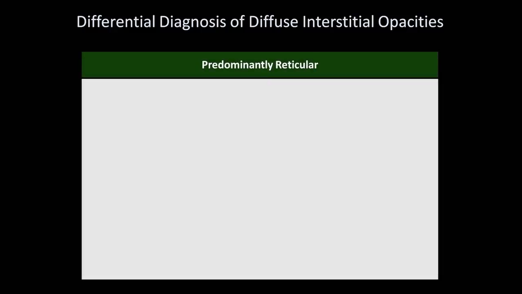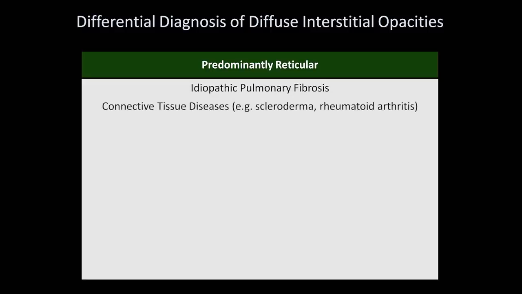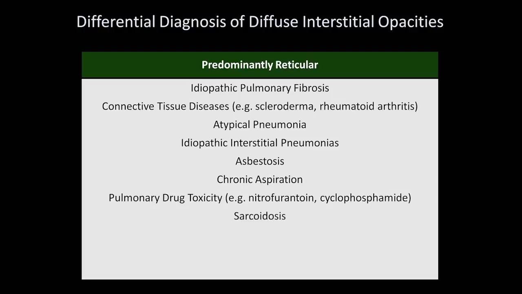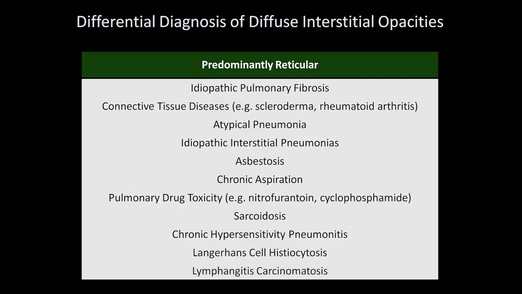Those diseases which cause a predominantly reticular pattern of diffuse opacities include idiopathic pulmonary fibrosis, connective tissue disease, atypical pneumonia such as that caused by mycoplasma, the idiopathic interstitial pneumonias, of which there are several histologic subtypes which cannot be distinguished on plain radiographs, asbestosis, chronic aspiration, pulmonary drug toxicity, sarcoidosis, chronic hypersensitivity pneumonitis, Langerhans cell histiocytosis, and lymphangitic carcinomatosis.